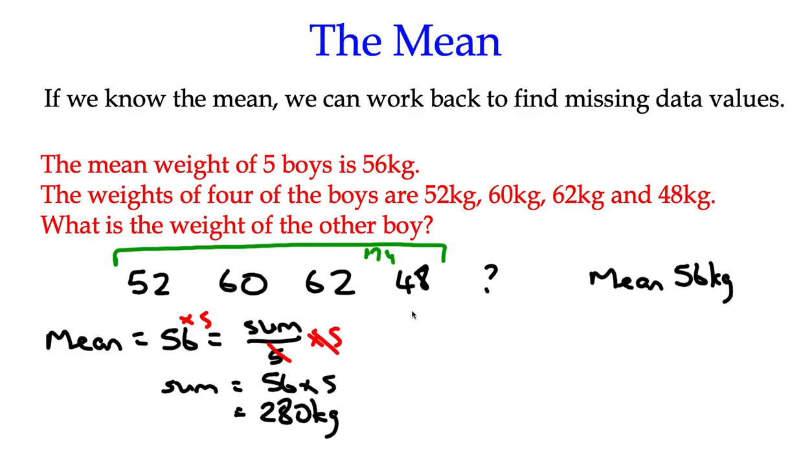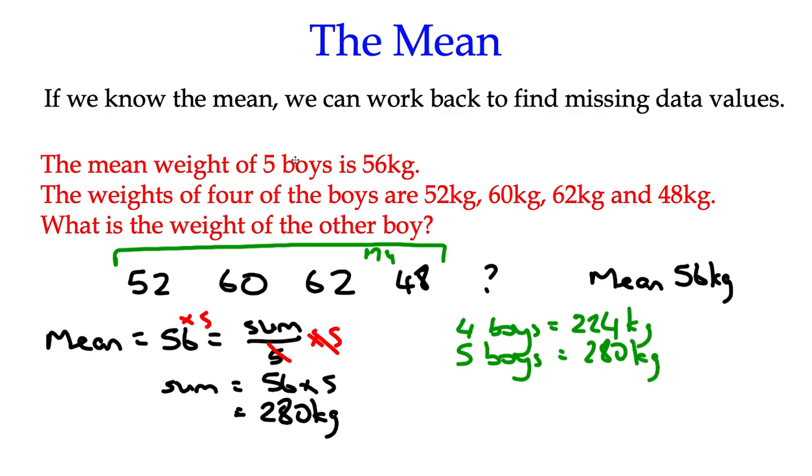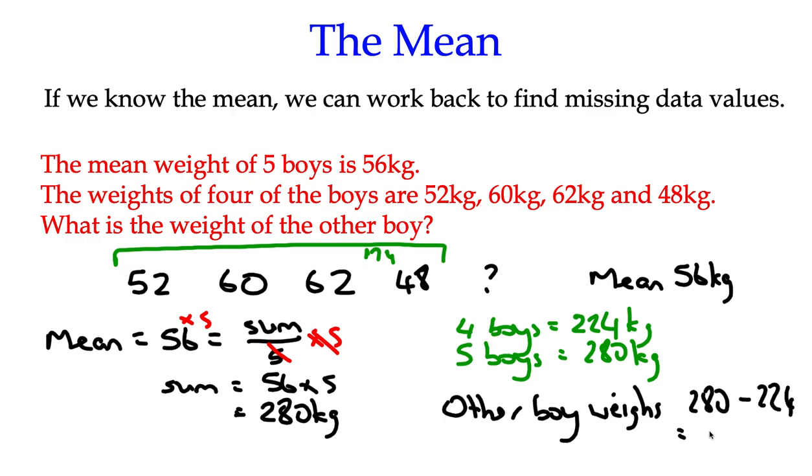Okay, so we've got 224. So 4 boys is 224 kilograms, and it means that 5 boys we know in total weigh 280 kilograms. The last boy must be the difference between the two. So we can say here that the other boy weighs 280 minus 224, which is 50.